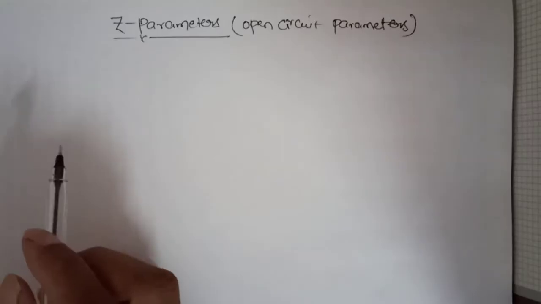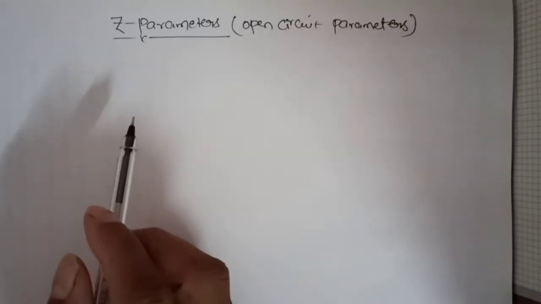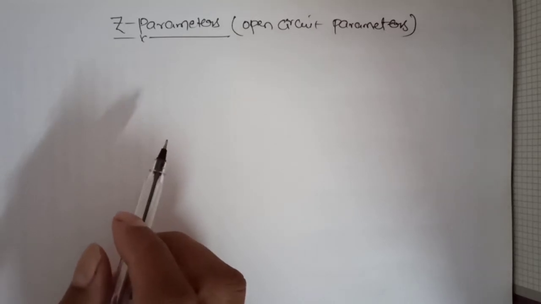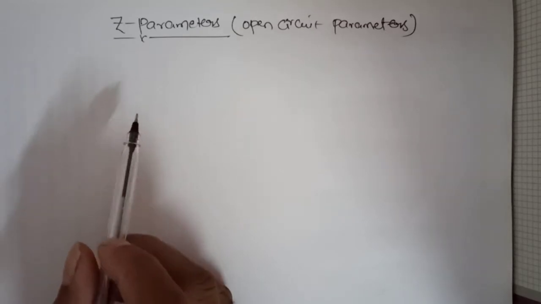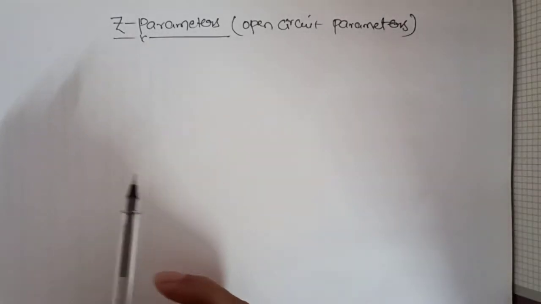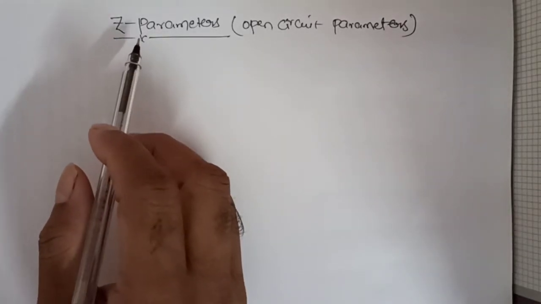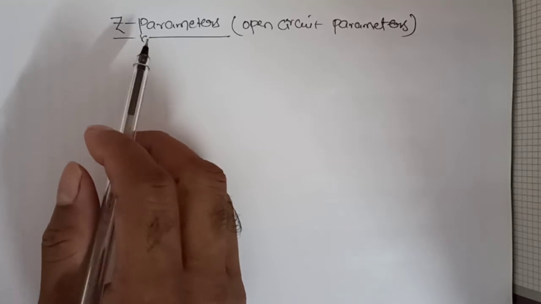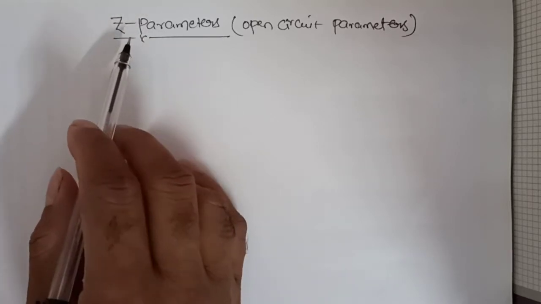Hello everyone. In the last class we discussed the introduction to two-port networks. In the introduction class we discussed what is meant by a two-port network and the different types of two-port network parameters. In this class we are going to see the detailed version of one of them, the Z parameters.